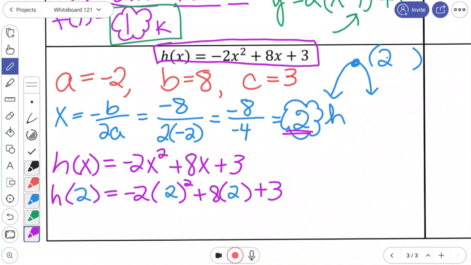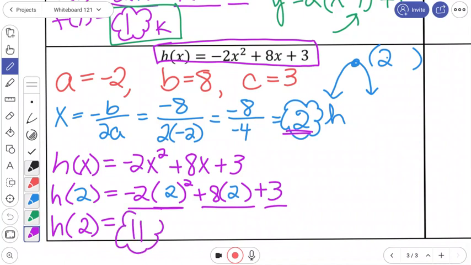All right, let's simplify. H of 2. And again, you can type this all into your calculator. Just make sure that you're using the correct symbols and your parentheses where you need to. But order of operations says we're going to do 2 squared first. 2 squared is 4. 4 times -2 is -8. -8 plus 16 is +8. Plus 3 is 11. So that's the y-coordinate of our vertex. The y-coordinate of our vertex is 11. So we call that k when we are in vertex form.